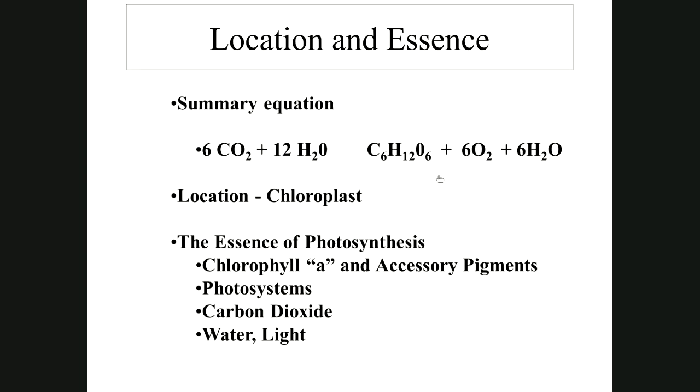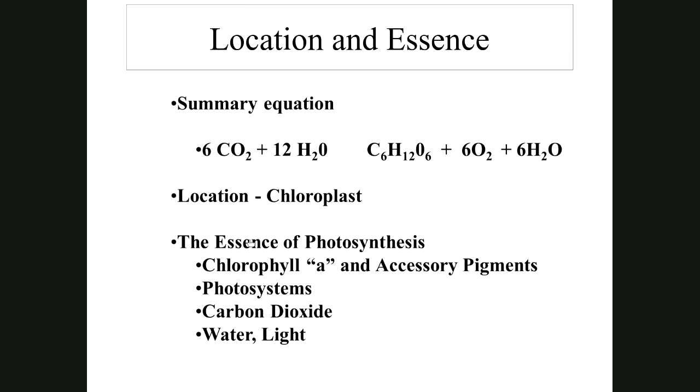Here's the summary equation again. It's missing the arrow there. There's your raw materials, carbon dioxide plus water produces glucose plus oxygen plus water. Okay, so the location of photosynthesis is in the chloroplast. The chloroplast is the site of photosynthesis in plants.